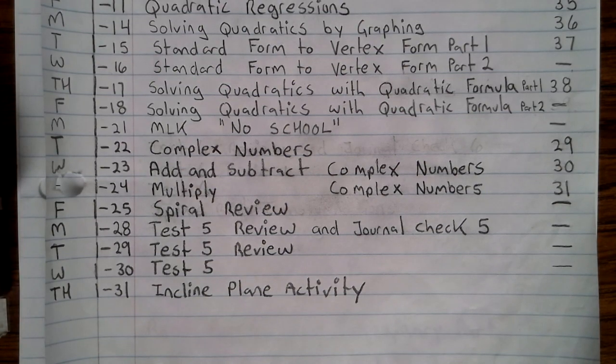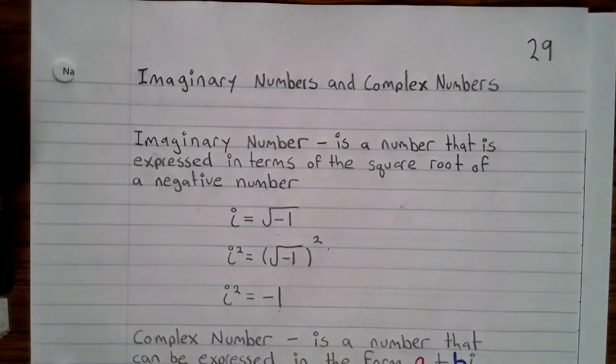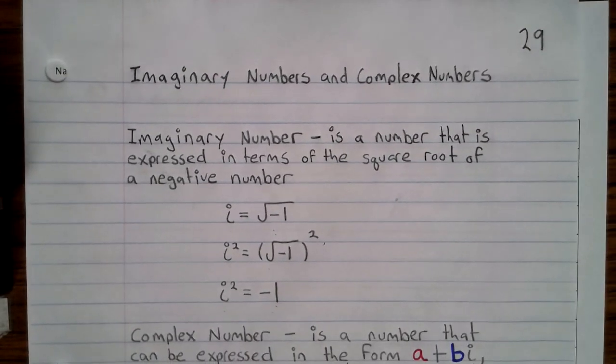Okay, Wildcats. Today we're looking at Tuesday, January 22nd, complex numbers on page 29. If you would, update your table of contents. All right, now your table of contents are updated. Let's take a look at our notes. Imaginary numbers and complex numbers on page 29.